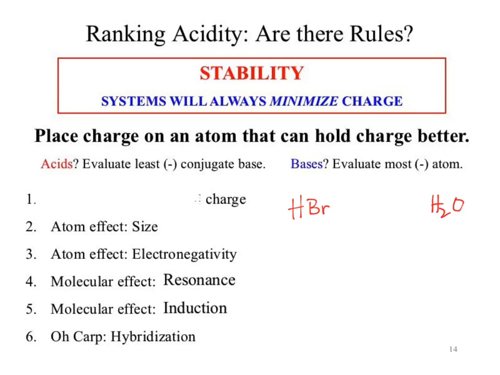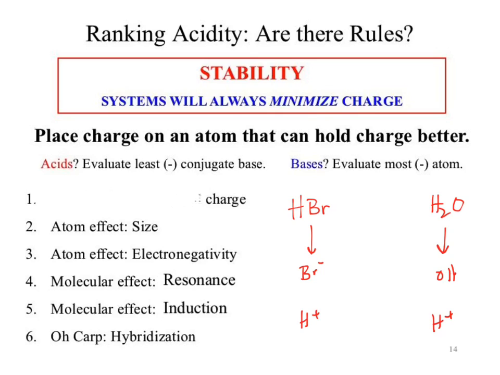Is it charge? No, they're both neutral. Is it size? Well, in both cases, it's H+. Is H+ a different size? No. So we say, well, I don't see a difference. Where's that difference? That's why we evaluate the conjugate base. I try and draw a structure that makes the difference most apparent.